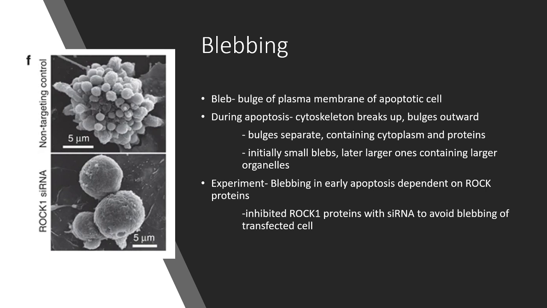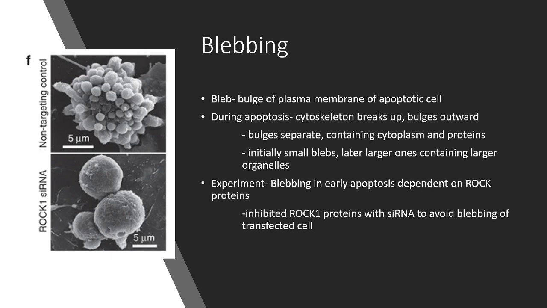I found an article where they did an experiment that proved that apoptosis depended on proteins such as ROCK proteins, which are Rho-associated protein kinase. Proteins such as ROCK are important proteins that allow the cell to go through apoptosis and create blebs. This was proved by scientists by creating an experiment where they inhibited cells going through apoptosis. This is where they got this figure from.